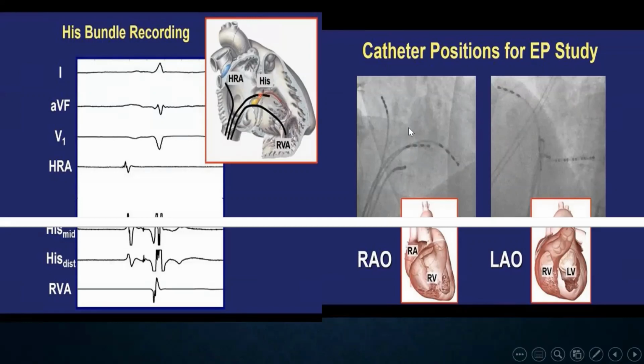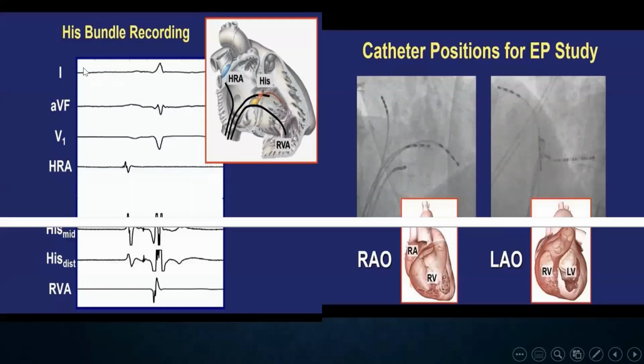These are still frame pictures. As I mentioned, this is the high right atrium. This is the His. Sorry, this is the RV, and this is the coronary sinus. This is the LAO position. This is the His, and this is the high right atrium. Sorry, this is the coronary sinus. This is the high right atrium, and this is the His catheter, as well as the RV, because the RV is in front of you in the LAO picture.